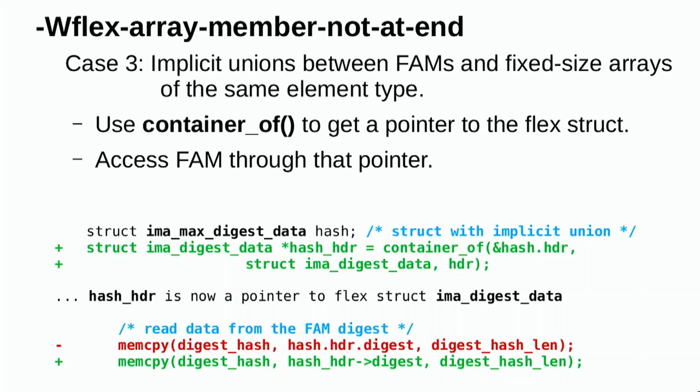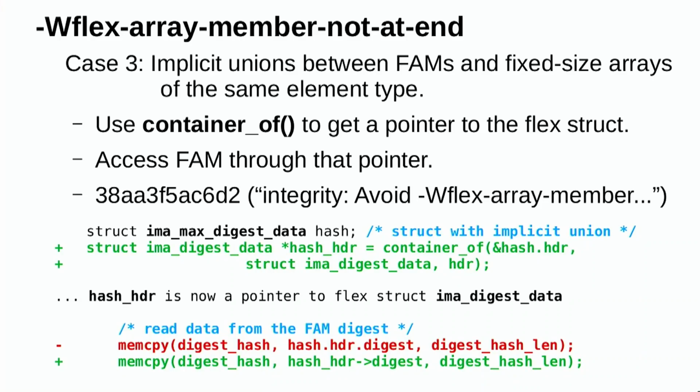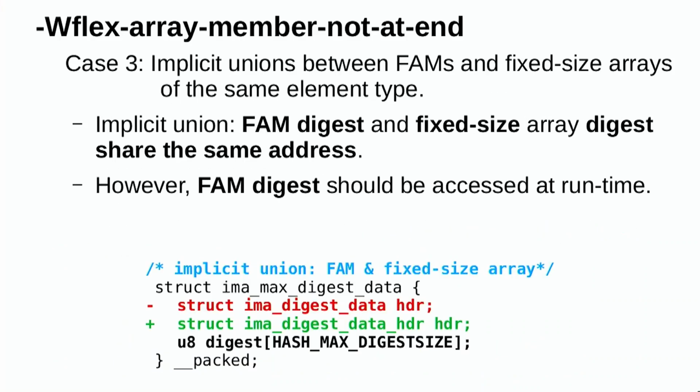In this case, max digest data is the structure that contains the implicit union. And through container-of, we are getting a pointer to that flexible structure, and once we get a pointer to that flexible structure, we can now directly access digest, the flexible array member. So the memcpy code at the bottom is accessing digest as a flexible array member, not as a variable length object. Not this digest, not the digest of a concrete size.